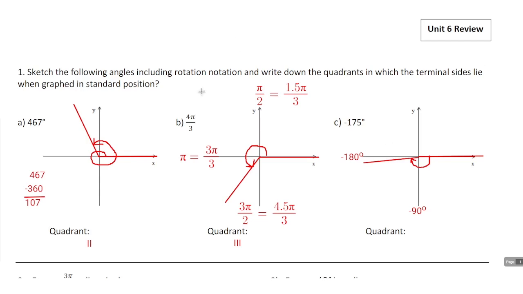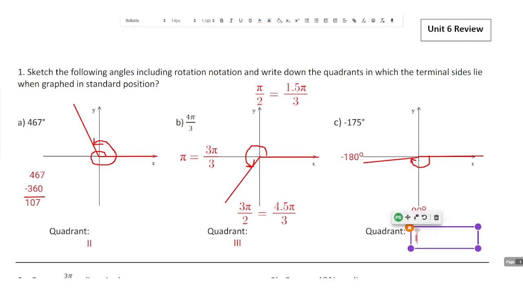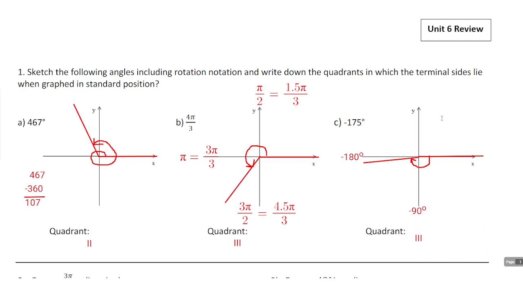Okay, so there we go. Those are some sketches of these angle measures in standard position. This last one was also in quadrant 3. Okay, the numbering goes 1, 2, 3, 4. All right, let's move on to the next section.